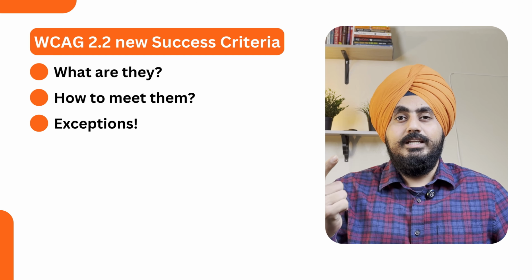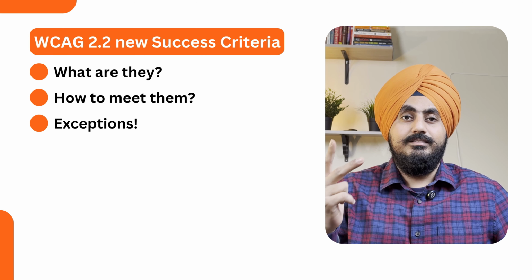You cannot skip this video if you are a developer, tester or someone working in web accessibility space. Did you know that WCAG 2.2, which was published on October 5th, 2023, introduced 9 new success criteria and removed just one? If not, keep watching because today we will cover all the new success criteria with examples, what they are, how to meet them, and all the exceptions that apply.